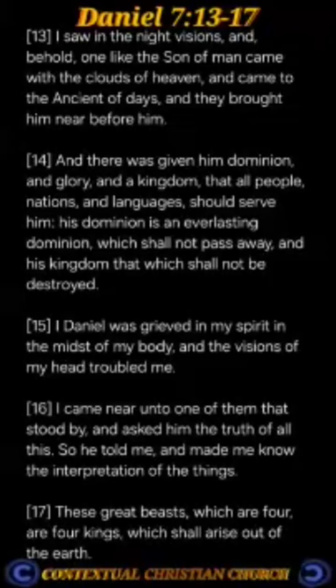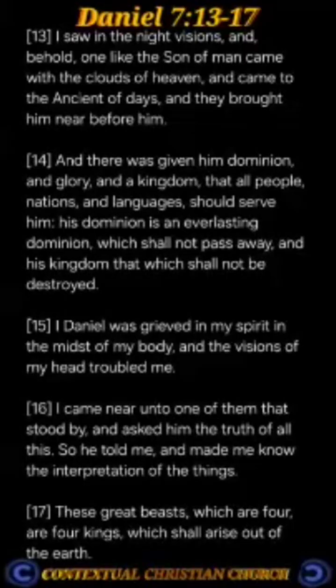9. I beheld till the thrones were cast down, and the Ancient of Days did sit, whose garment was white as snow, and the hair of his head like the pure wool. His throne was like the fiery flame, and his wheels as burning fire. A fiery stream issued and came forth from before him. Thousands ministered unto him, and 10,000 times 10,000 stood before him. The judgment was set, and the books were opened.